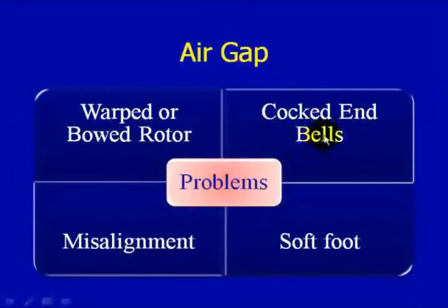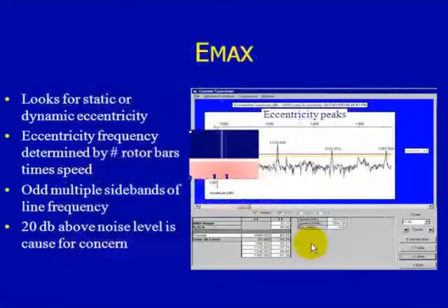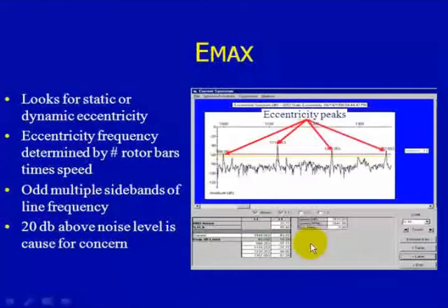You could have cocked end bells, you could have misalignment, or soft foot. Any one of these conditions could cause a potential eccentricity issue. Now, how would we diagnose this with our Emax technology? Well, with the Emax, we're going to look for rotor bar pass frequency, or the number of rotor bars times speed. And we call that eccentricity frequency.